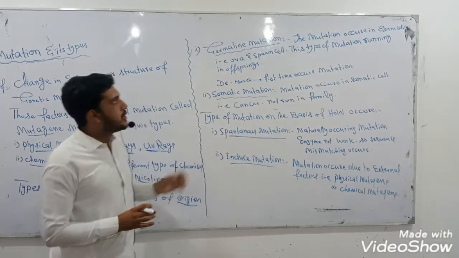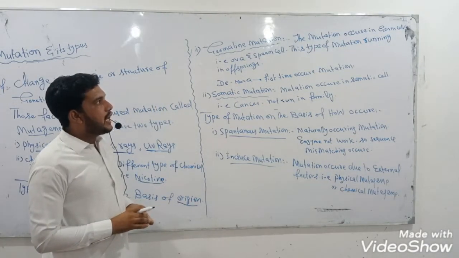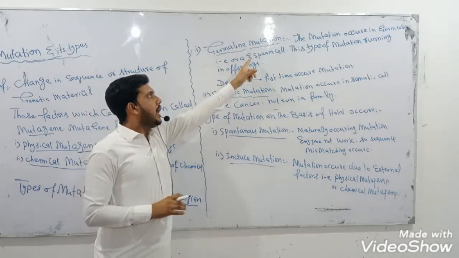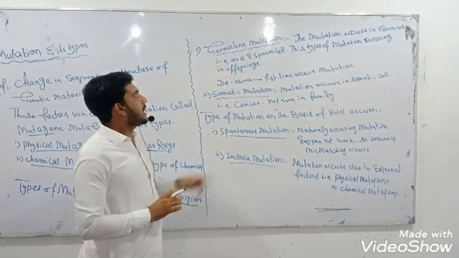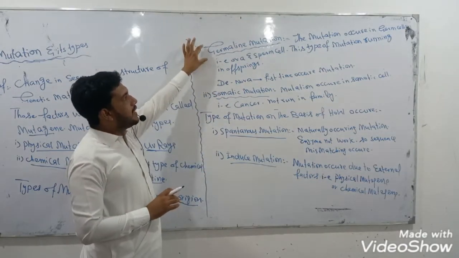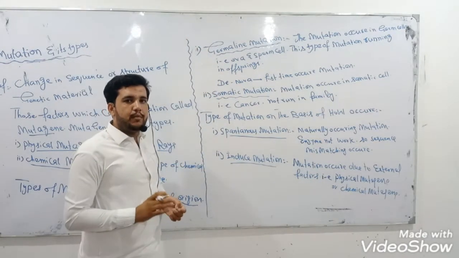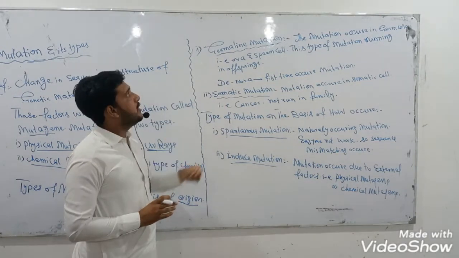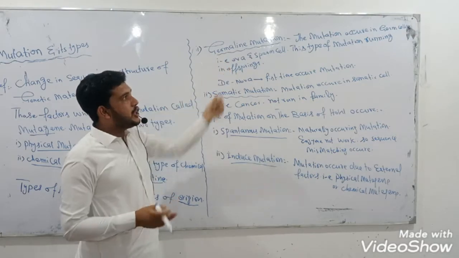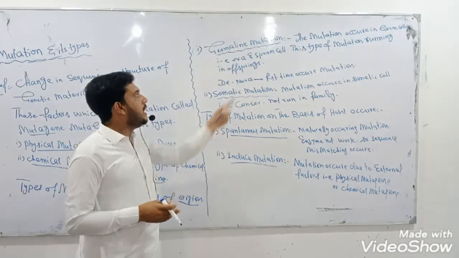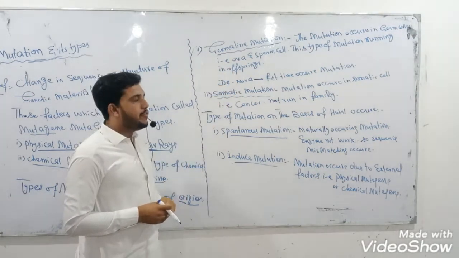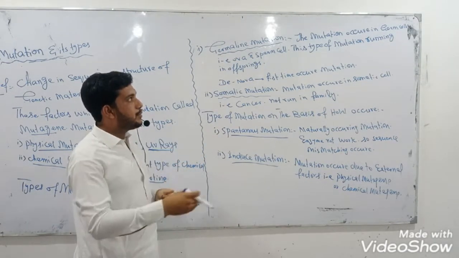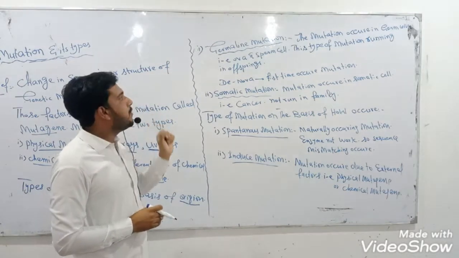The germline mutations are those mutations which occur in the germ cell. For example, a mutation occurring in the ova or in the sperm cell. This is called germline mutation. The important thing about germline mutation is that it runs downstream through generations. For example, sickle cell anemia, which transfers from generation to generation and runs in the family.